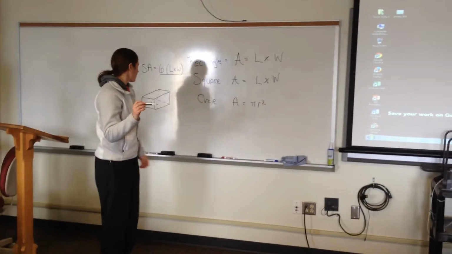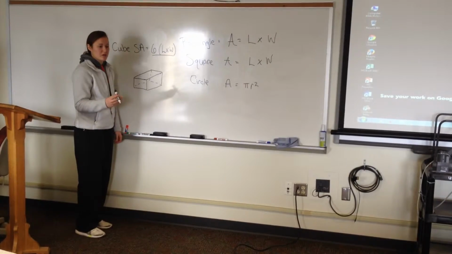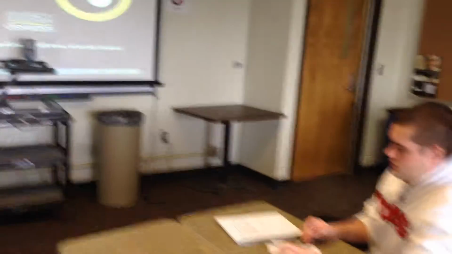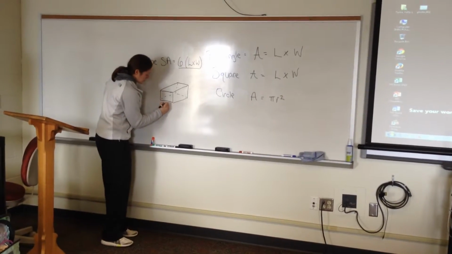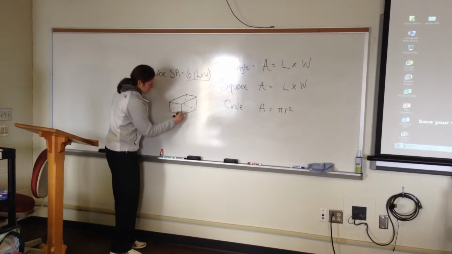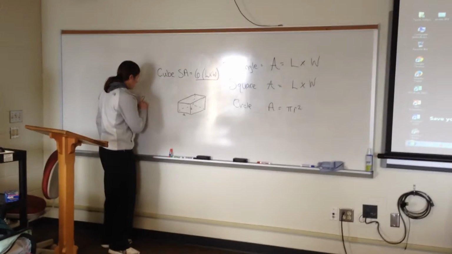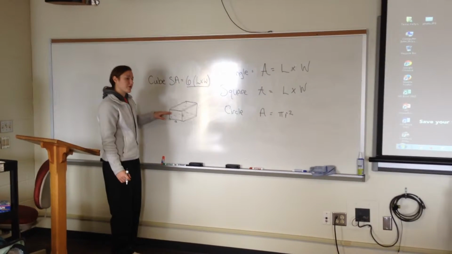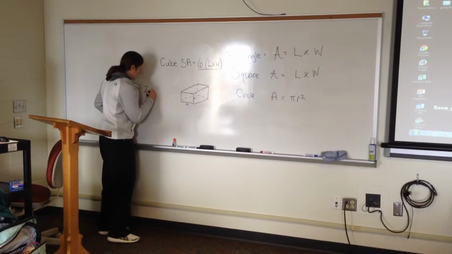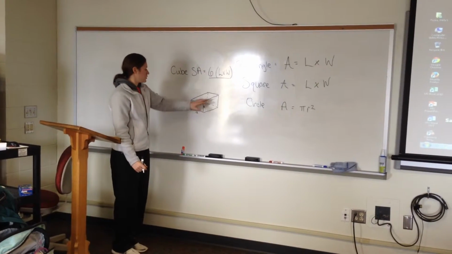Let's start with one side, the small rectangle. How many of those do you see? 2. Right here we have the front and the back. We're going to label the bottom A, and we're going to label the height B. So we have 2 of those. What's the area of that rectangle? A times B. Alright, so we got 2 sides done.